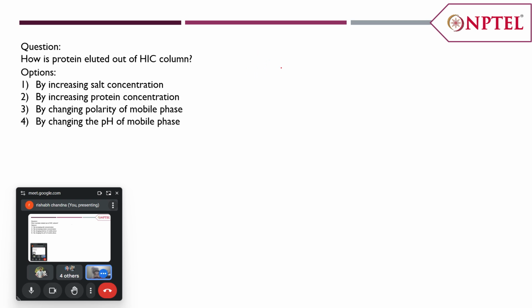So, in case of a hydrophobic interaction chromatography, just as I said before, there would be hydrophobic groups present on the stationary phase. Now, when a protein is bound to these particular groups, what will happen? The charges on the protein would be masked by the salt concentration. The salt that we put into the solution masks the charged molecules on the protein surface.